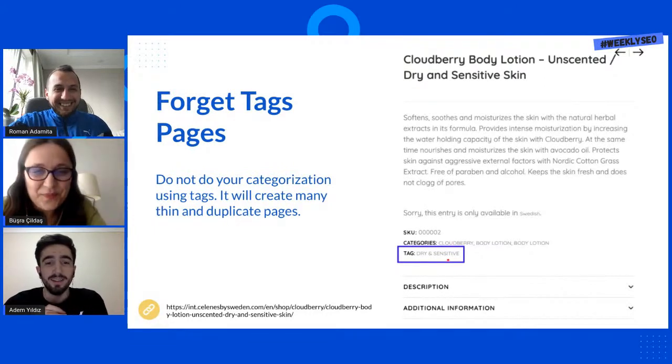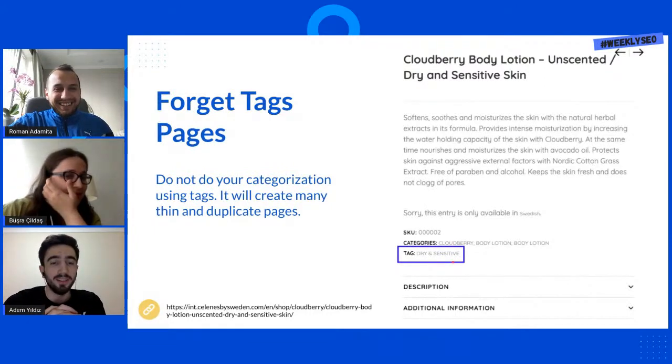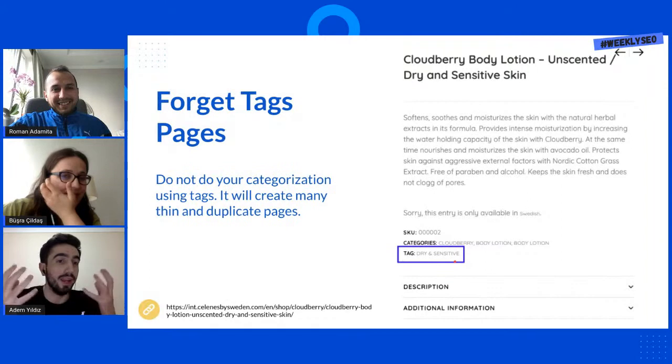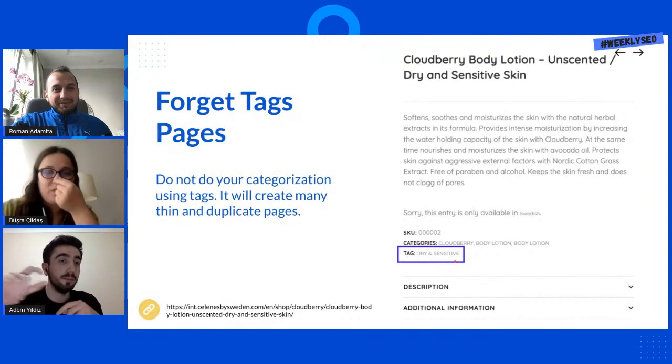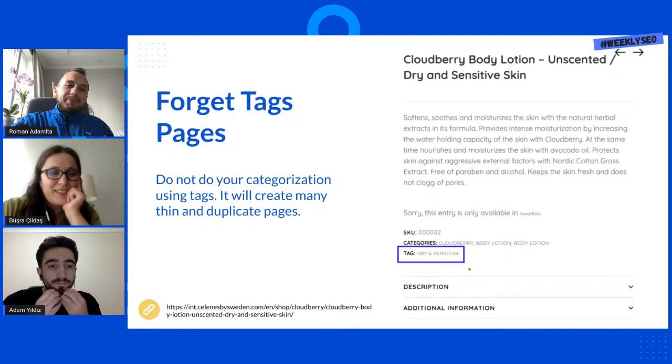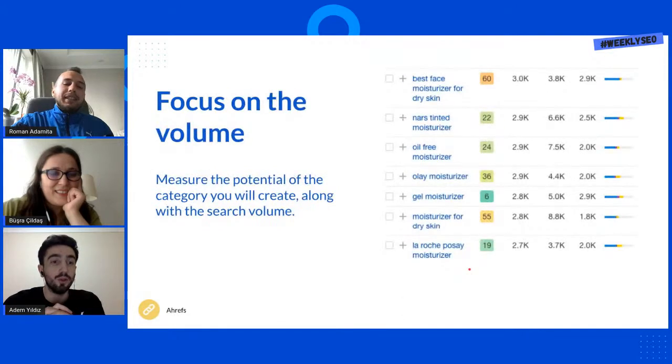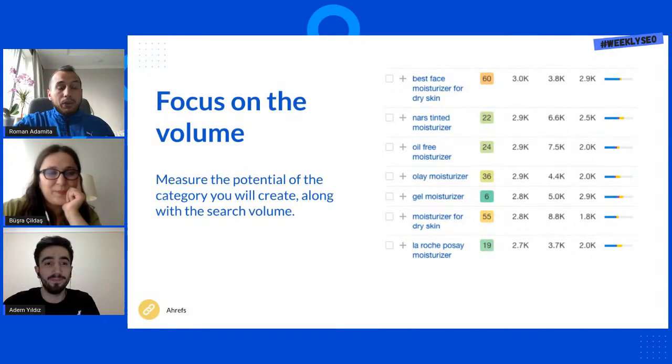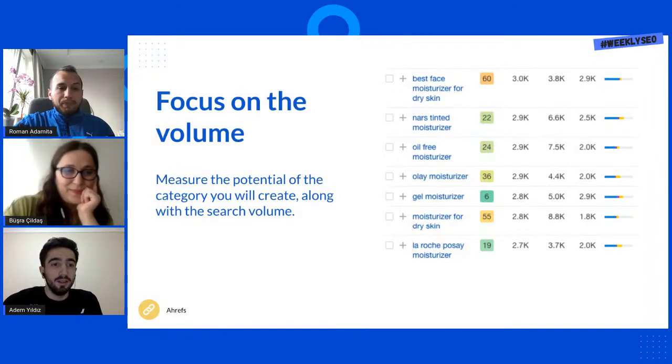Sorry. In my opinion, you can use it, but not in this way. Maybe you can describe it, like "for dry and sensitive skin, for face," a more descriptive option we can use, not this kind of text. Yep, I don't like tag pages. Who likes them? We are against that. They're not manageable. We can quickly forget about them.